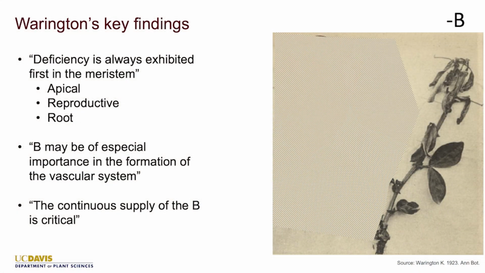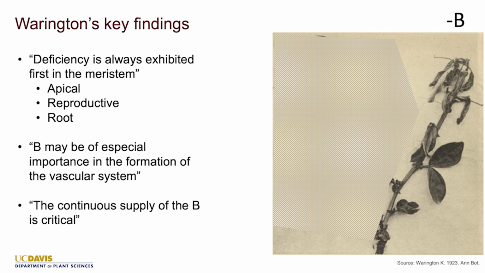The first and most important point that she made was that deficiency of boron is always exhibited first in meristems, whether that's an apical meristem at the top of the shoot, reproductive meristems, flowers and fruits, or root meristems. She also made the observation, and we'll question this one a little bit later on, that boron may have a special importance in the formation of the vascular system. And her last observation was particularly important, and that is that continuous supply of boron through the lifetime of the plant is critical.